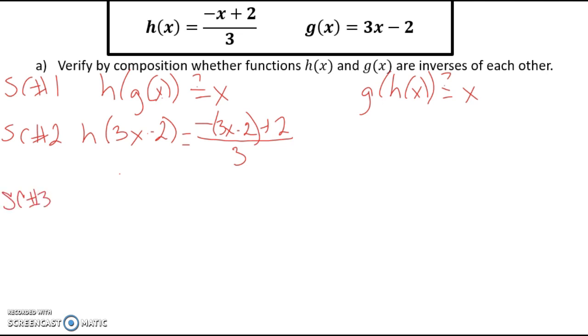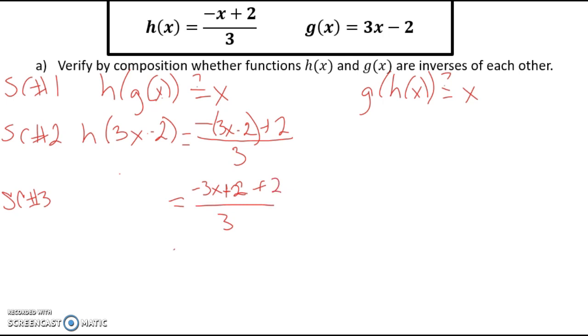Okay. Success criteria 3 tells me just to simplify that. I don't have to do anything there with the left side because that was just the instructions telling me what to put into which function. But on the right here, the first thing I want to do when I'm simplifying, if possible, is distribute. In this case, all that I'm distributing is that negative sign, which gives me negative 3x plus 2 plus 2 over 3.